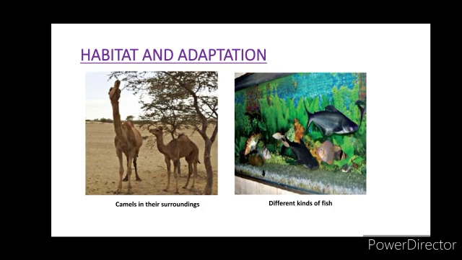Gills present in the fish help them to use oxygen dissolved in water. We see that the features of a fish help it to live inside water, and the features of a camel help it to survive in a desert, right? So we have taken only two examples from a very wide variety of animals and plants that live on the earth.